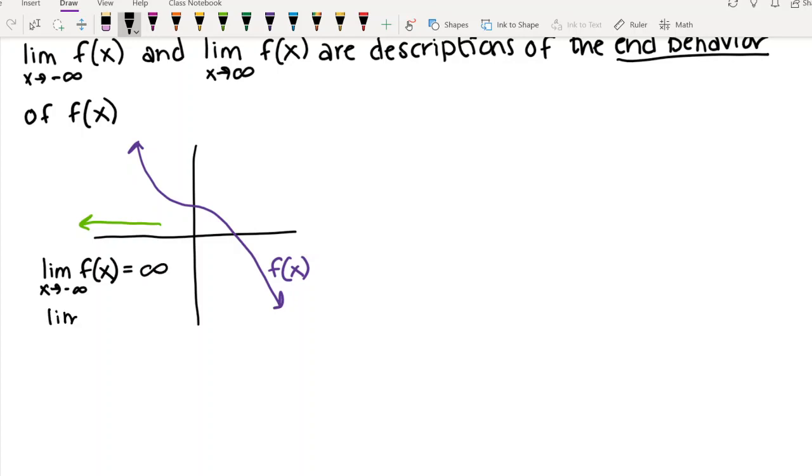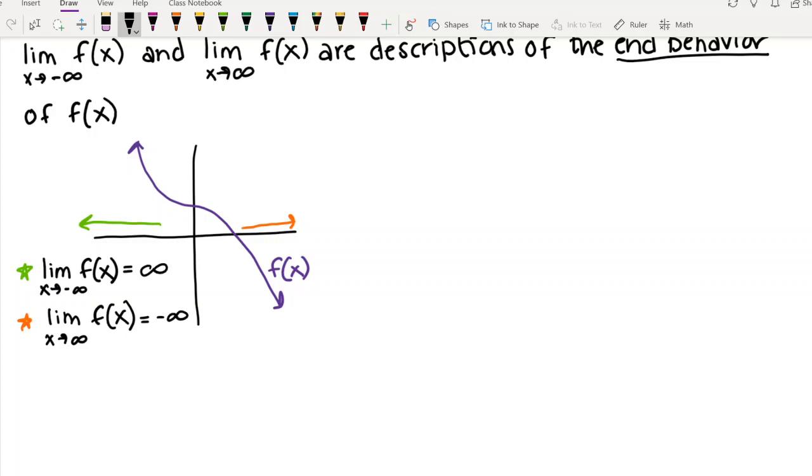And then the limit as x approaches positive infinity of f of x would be equal to, so now we're looking at, maybe I'll color code this so that you have some reference here. So now we're looking at, as you plug in bigger and bigger values, where are the y values going? And in this case, it's getting smaller and smaller as you plug in bigger and bigger numbers. So the limit would be negative infinity.